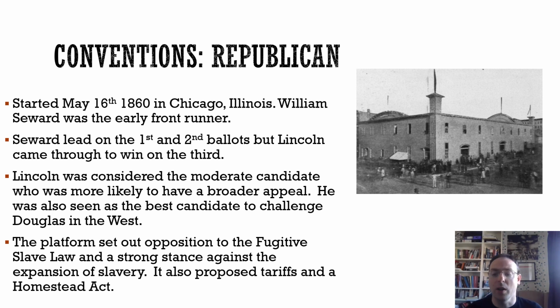The front runner was William Seward, a leading member of the Republican Party, very key in the abolitionist movement. He won the first ballot, he won the second ballot, but on the third, Lincoln comes through and takes it. So Seward had been ahead in those first two ballots, but he hadn't actually got enough votes for an overall victory. Now, why did Lincoln come through then and succeed?